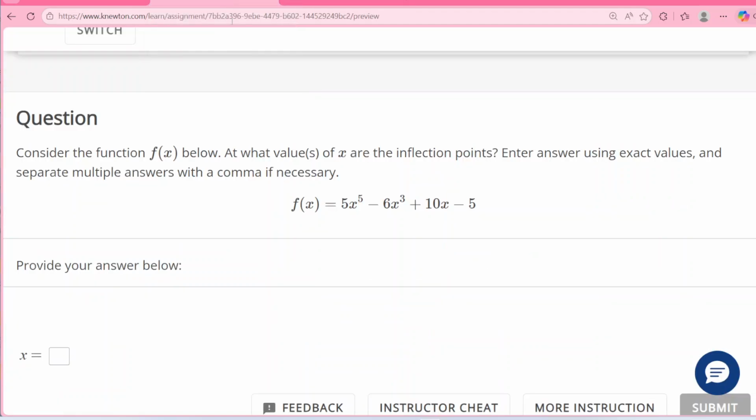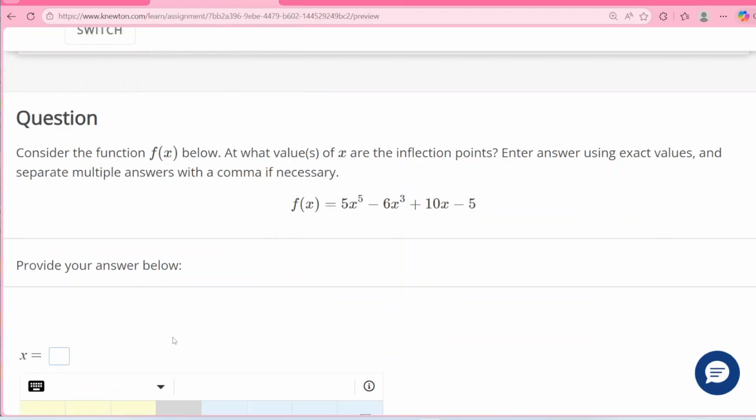Now, what we're going to enter in the assignment, they don't want the actual points themselves.